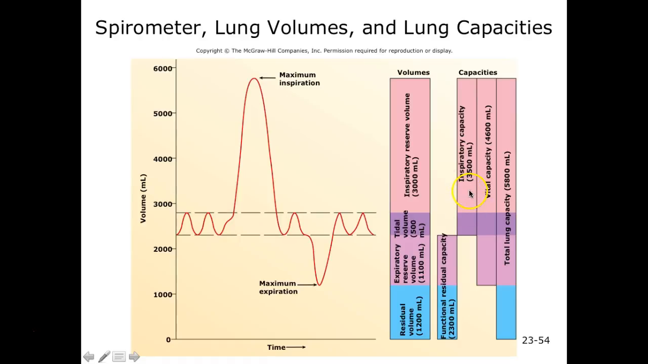So inspiratory capacity is that normal breathing volume added to your inspiratory reserve volume. So it's all the air that you can breathe in. Vital capacity is all the air that you can move in and out of your lungs. And then total lung capacity is all of the volume, including that residual volume that's left in your lungs after complete expiration, all added up to get total lung capacity, which is usually around 5,800 milliliters.